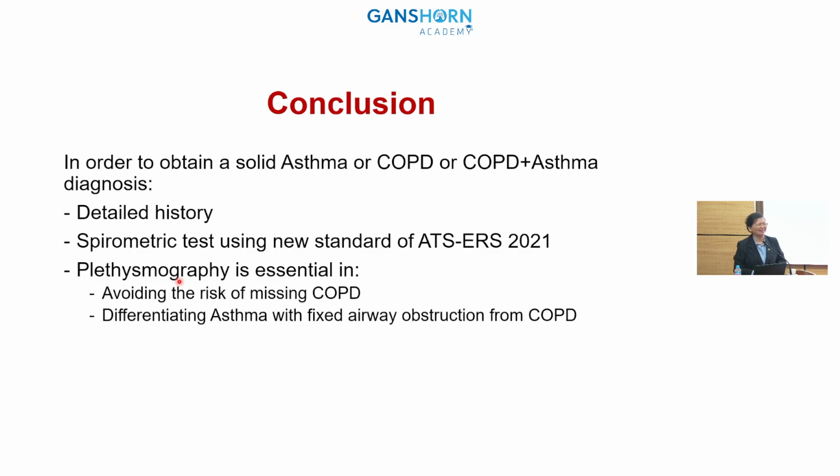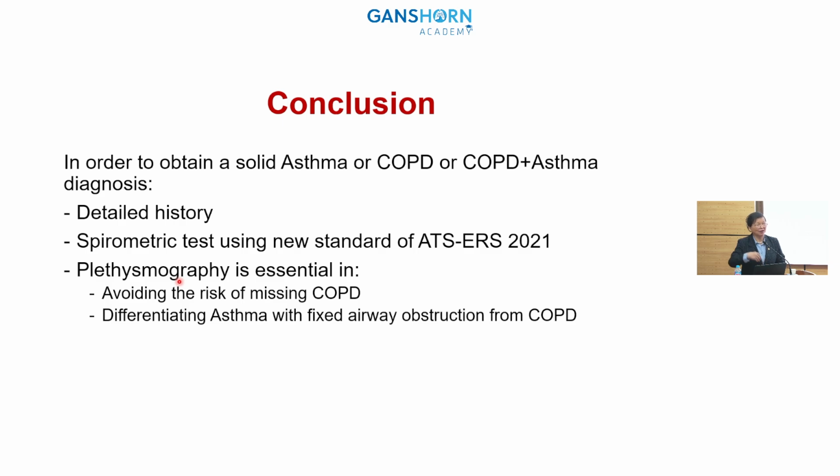But with COPD, you have to go further because it is very difficult to differentiate between asthma with fixed airway obstruction and COPD. The differential diagnosis between those two diseases is very important because it relates to your treatment and the prognosis of the patients. Also, to avoid the risk of missing COPD, there are some cases where, because of airway obstruction, you will have a low FVC in a COPD patient.